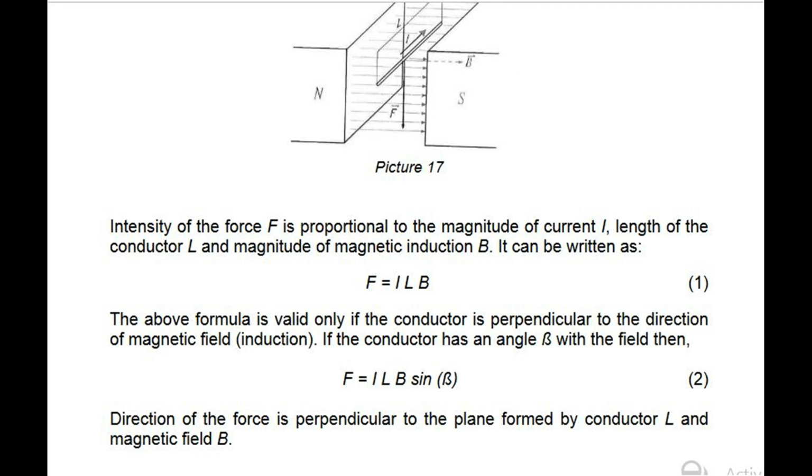If the conductor has an angle with the field, then F equals I L B sin, and the direction of the force is perpendicular to the plane formed by conductor L and magnetic field B.